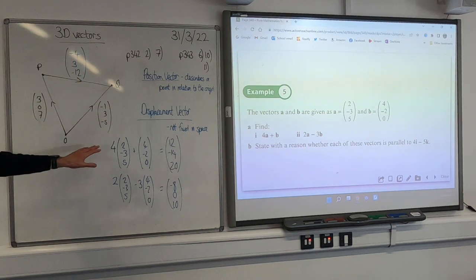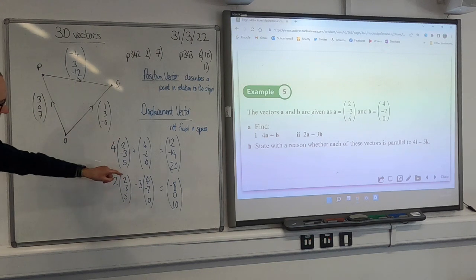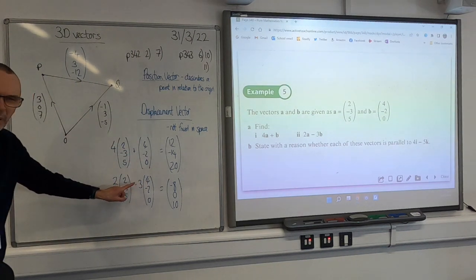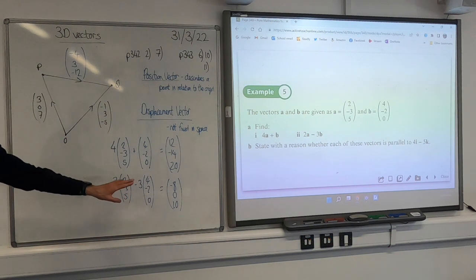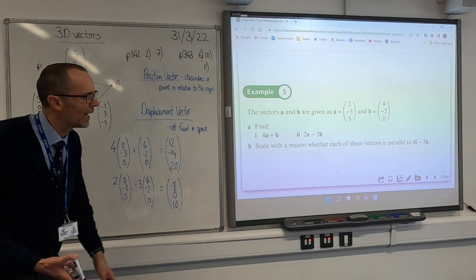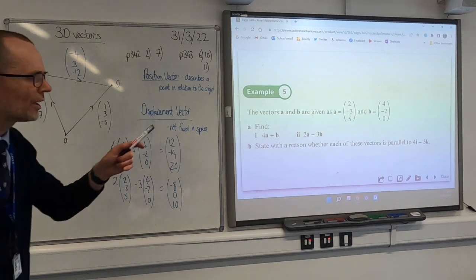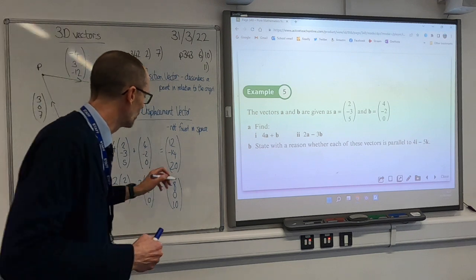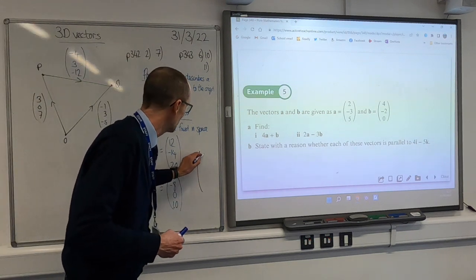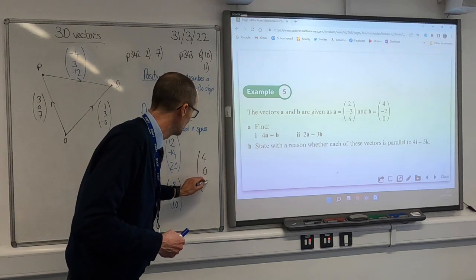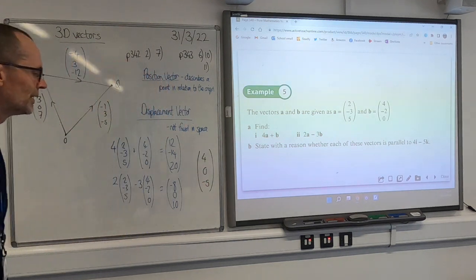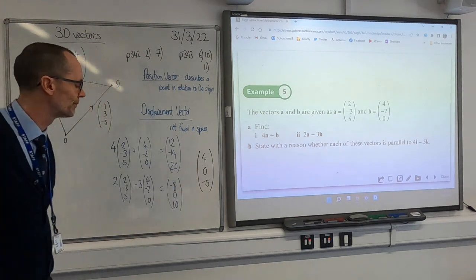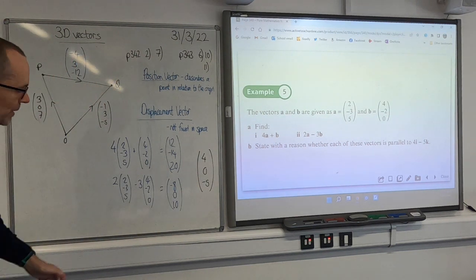So I write it out like this: 4 lots of A plus 1 lot of B, 2 lots of A minus 3 lots of B. Just got to be careful about the minus, so just make sure you don't lose that. And we're asked to compare it with the vector 4i minus 5k, which I find a whole lot easier to understand if I write it in that form. There's no j, so that must mean it's a 0. And then hopefully it's obvious.